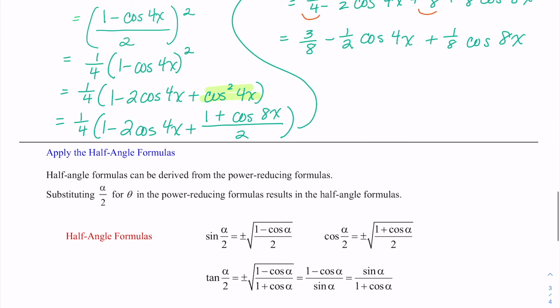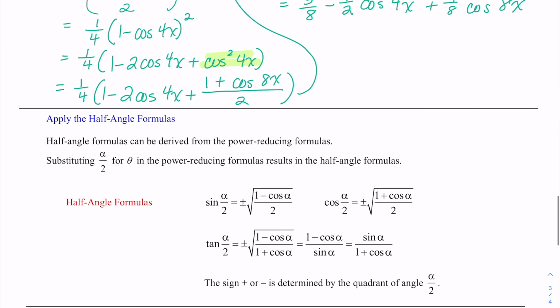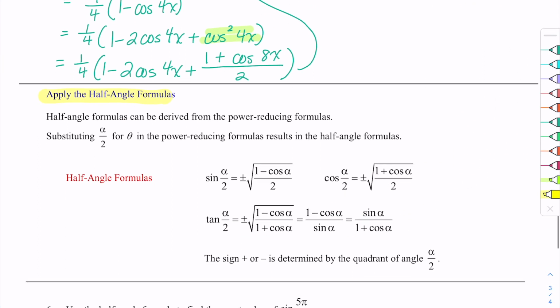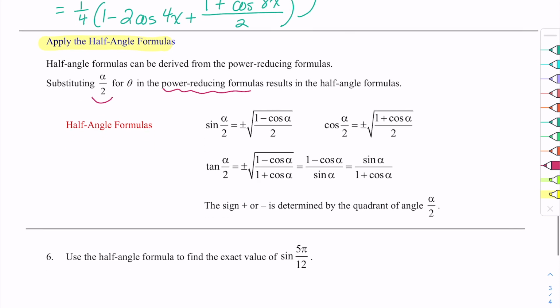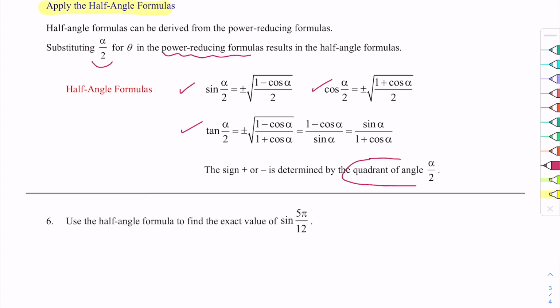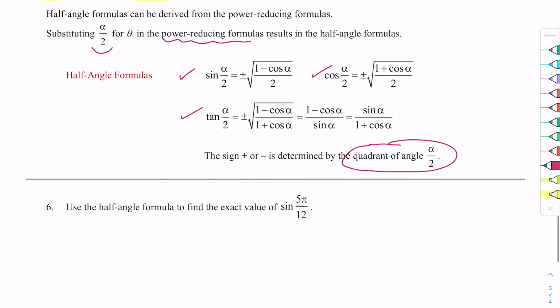Okay, let's take a look at the half angle formulas and apply them. If you go to the power reducing formulas and you replace theta with half of alpha, you will come up with these half angle formulas. We have the sine of half of an angle, the cosine, and the tangent of half of an angle. And the plus or minus sign is determined by the quadrant of alpha divided by 2.